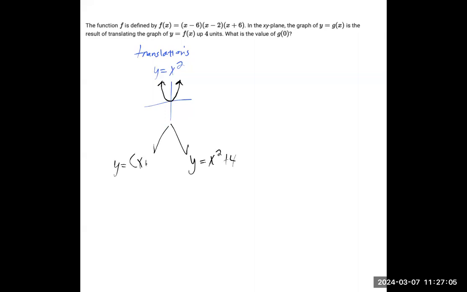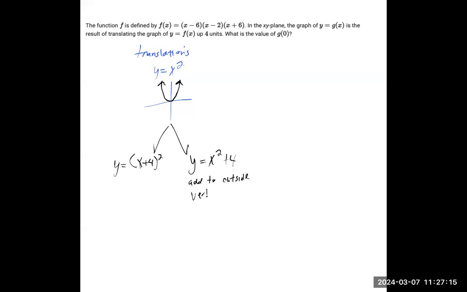Before we start this question, let's just review what translations are, function shifts. Let's say you have y equals x squared, which is your regular parabola centered at the origin. To that y equals x squared, you can either make it y equals x squared plus 4, so you're adding on the outside, or y equals (x plus 4) squared, you're adding on the inside.